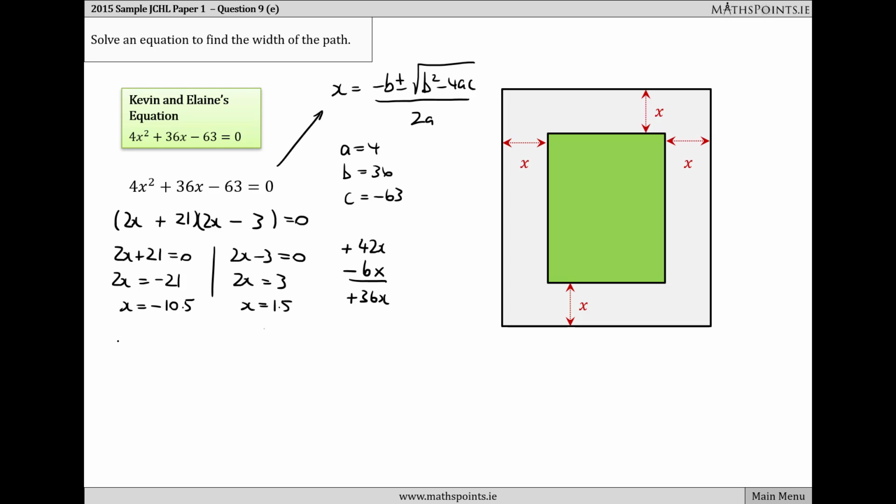In this question, x can't be a negative number as we're measuring length, and so this is not a valid solution. And so the only valid solution to the question is that the width of the path x is equal to 1.5 meters. The F part of the question takes a look at how Tony went about solving the problem.